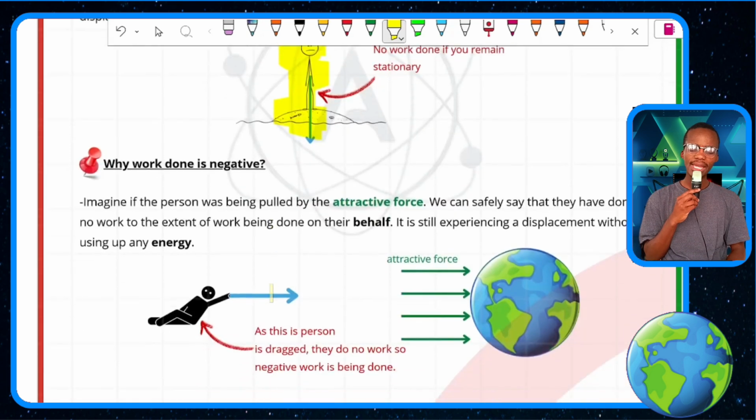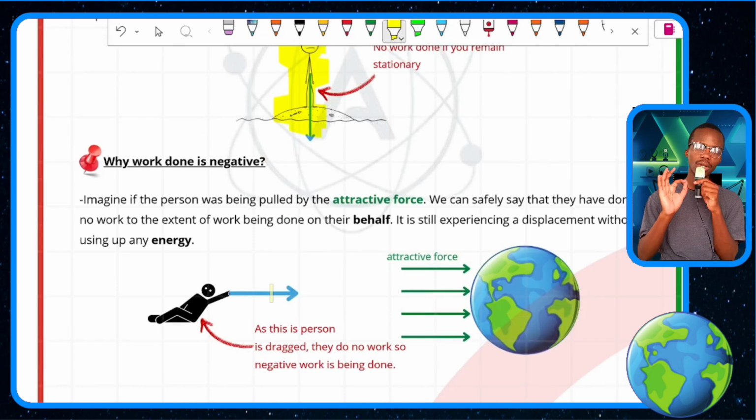Yeah. Why is work done negative? So there's a concept of negative work that we need to understand, right? So I don't really know if this is like formal, Cambridge lingo for you to use and say negative work. But in order for you to understand the gravitational potential, you have to understand this concept.